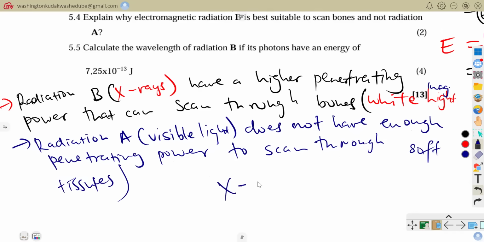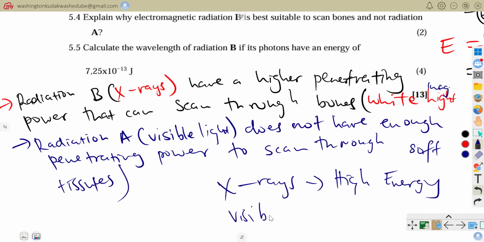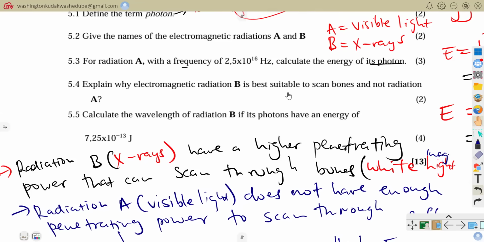Our X-rays have higher energy, which leads to higher penetrating power, whilst visible light has lower energy than this, which is not enough energy. This would translate to lower penetrating power. That is the explanation that we are supposed to give there. That is the reason why B would be best suited to scan bones, not radiation A.